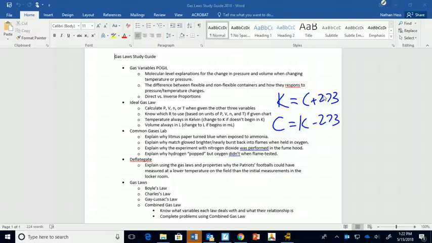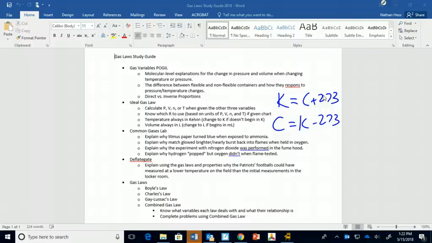Why did the match glow brighter, or nearly burst back into flames, when we held it in the oxygen? This class, I don't think we had anybody who got that piece. Because oxygen supports burning, right? It makes it want to burn more. So that freshly blown out match, when you put it in oxygen, it wants to catch fire again. Does that make sense?